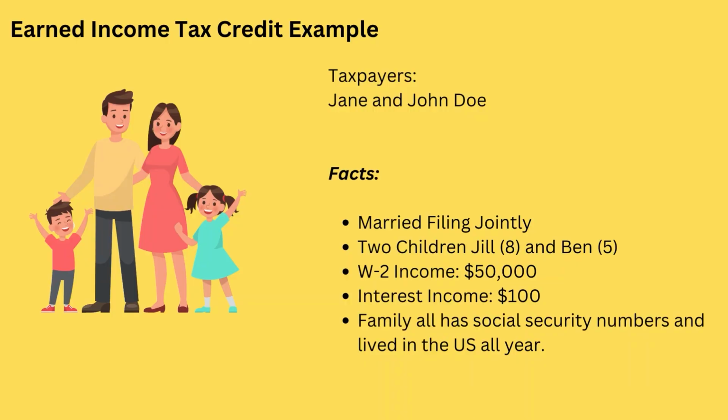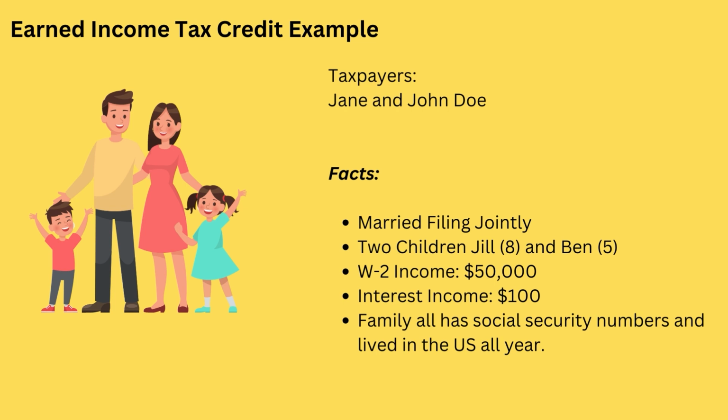Before we get into looking at the form and the calculation itself, let's give the background of the facts for this example. We have taxpayers Jane and John Doe. They're married, filing jointly. They have two children, Jill, who's 8, and Ben, who's 5. We're going to have W-2 income of $50,000, interest income of $100, and we're going to assume that all family members have valid Social Security numbers by the time this tax return is filed, as well as all family members being U.S. residents or citizens for the full year and living in the U.S. for the full year. That is the facts behind this example.